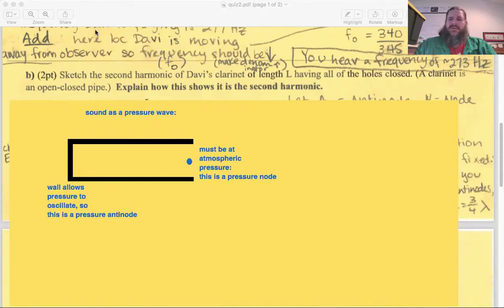Now, if we were doing this in terms of displacement, the wall would be a node because the air can't move because the wall's in the way. But in terms of pressure, it's an antinode because the wall can push back with any amount of pressure. So we would consider that to be an antinode in the sense that the pressure can oscillate a great deal here.